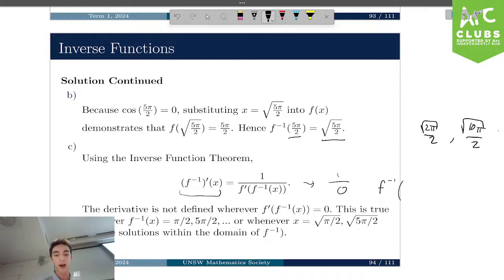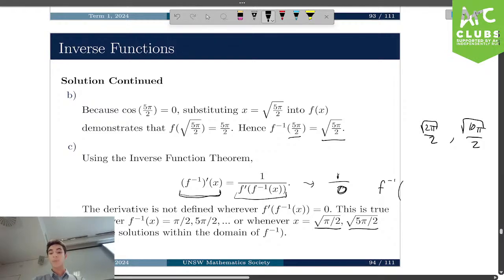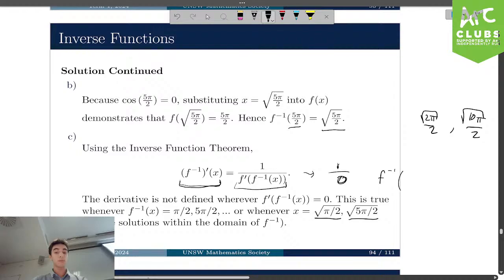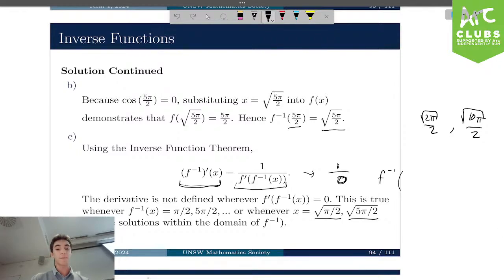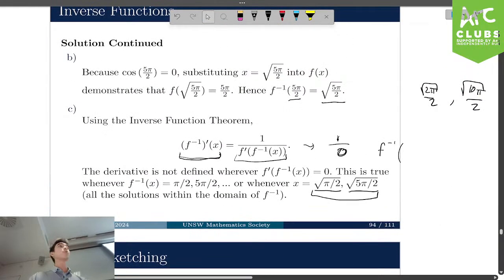And if you fiddle around, you will find that this is satisfied when x equals these values, okay? And those are the values when this denominator becomes 0, and hence our fraction is 1 over 0, and hence our derivative is not defined. So our derivative is defined on the domain of our inverse that doesn't include these 2 points, okay? And that's our answer. Any questions so far about how we tackle that question?